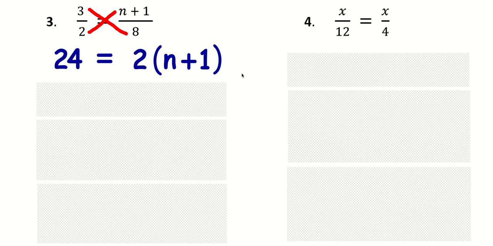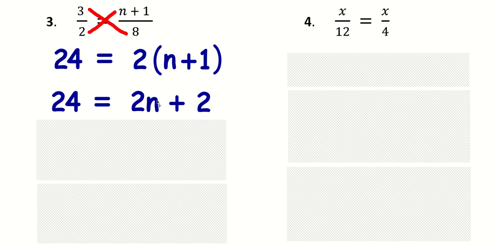So to write it out, this is what we have. 3 times 8 is 24. 2 times this, kind of like it's in a bubble. And basically what's going to end up happening is distributing it. So the 2 gets distributed, and we end up with 2n plus 2. So I guess this is the full, final result of the cross multiplying.